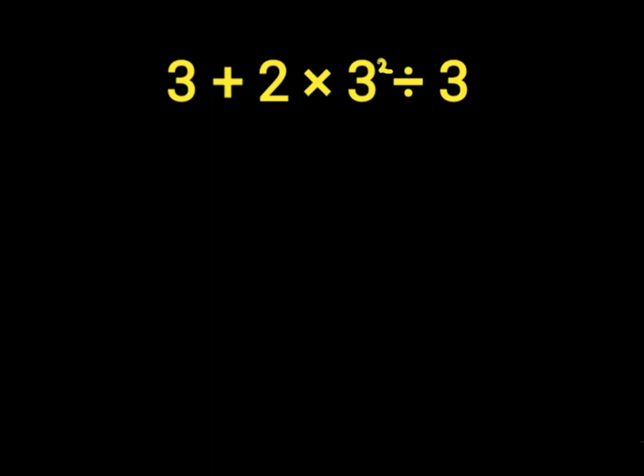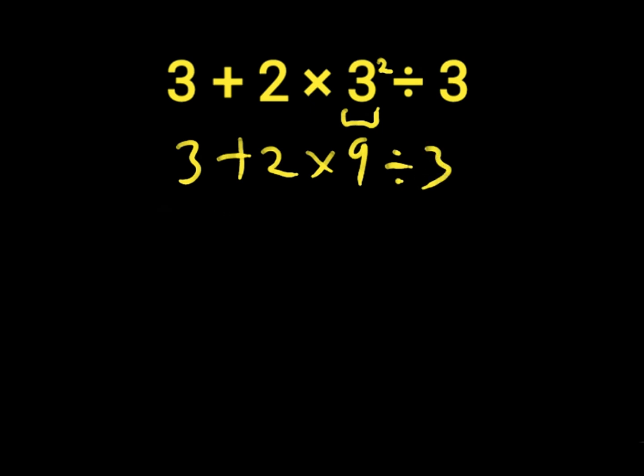Welcome to my YouTube channel, where we have 3 plus 2 times 3 raised to the power of 2 divided by 3. We first of all solve our exponent, which is 3 raised to the power of 2. 3 raised to the power of 2 will give us 9. Then we bring 3 plus 2 times 9 divided by 3.